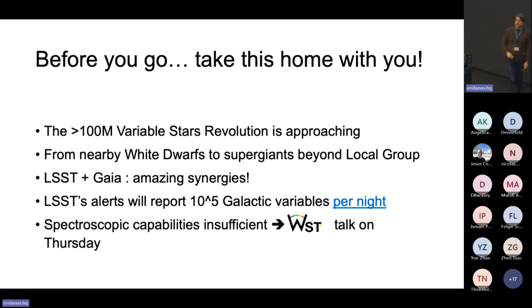And last but not least, since we're here at ESO and talking about the community and how ESO can respond to LSST, it's important to note that the spectroscopic follow-up capabilities at ESO are really insufficient to follow up all this wonderful harvest of variable stars that we will have. And so I do a little bit of self-advertising here for the presentation I will give on Thursday on WST, the Wide Field Spectroscopic Telescope that seeks to do just that.